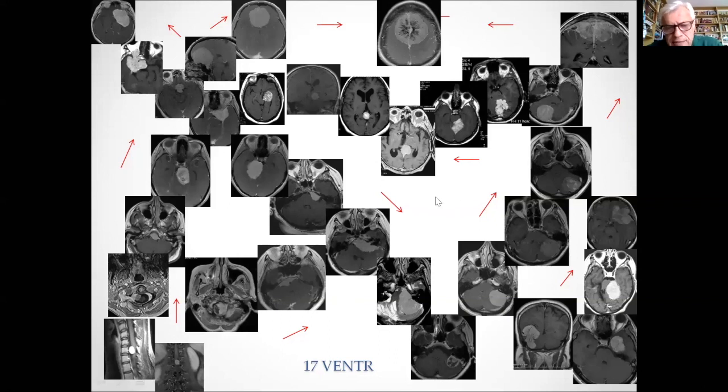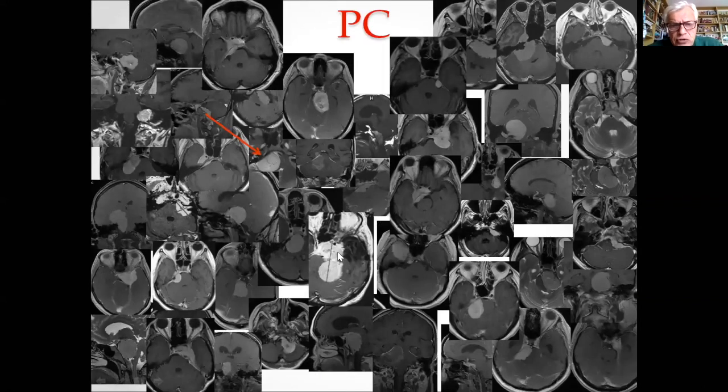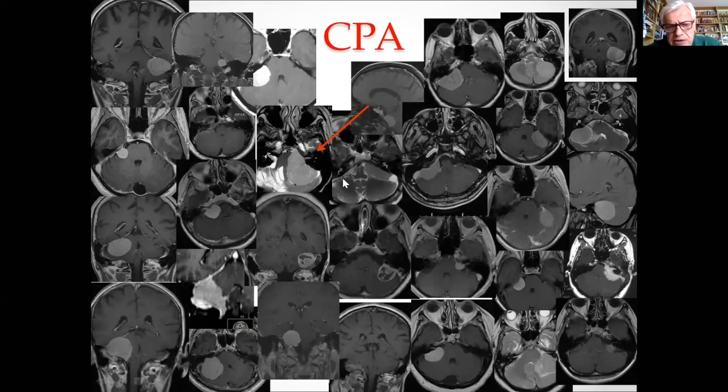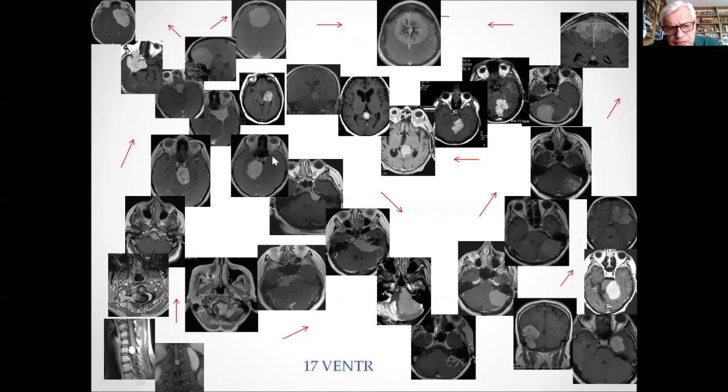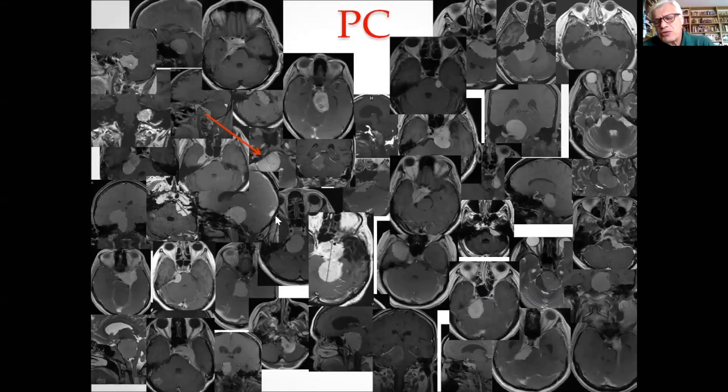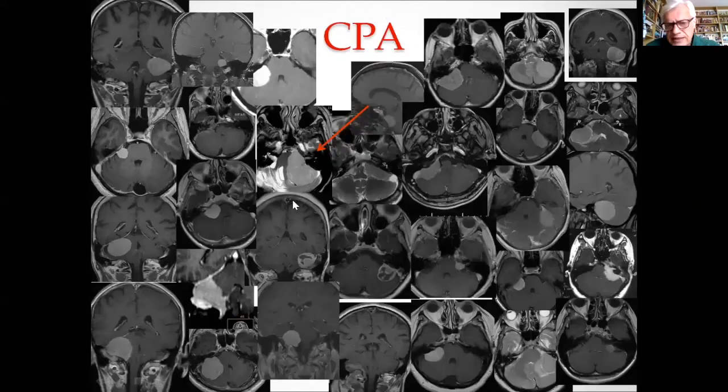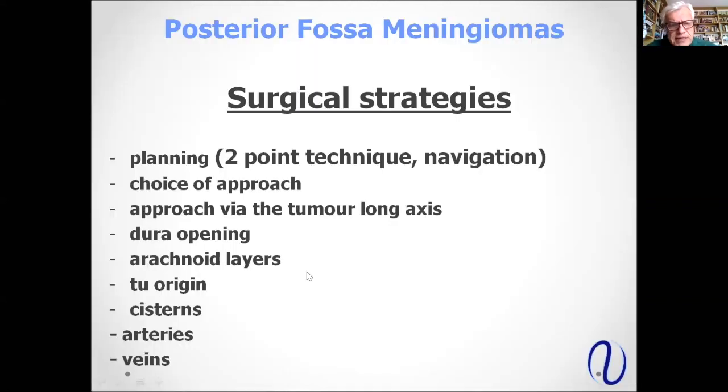You will find tumors which overlap one to the other. Of course, this is the blind end. So these are the petroclival tumors. You see how heterogeneous a group that is. Check this one. And these are CPA tumors. Check this one. Here, definitely the tumor origin is posterior to the nerve. So this is CP angle. Just the opposite here. Here, the tumor origin is anterior to the nerve. So it's a petroclival tumor, despite the fact that they look very much the same.